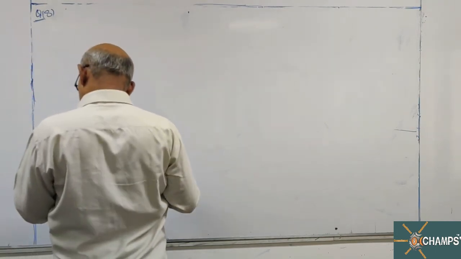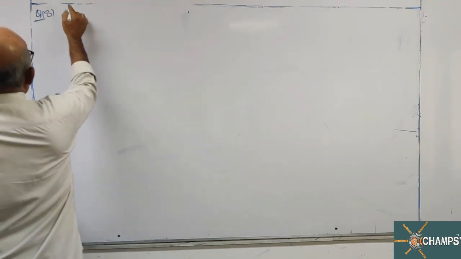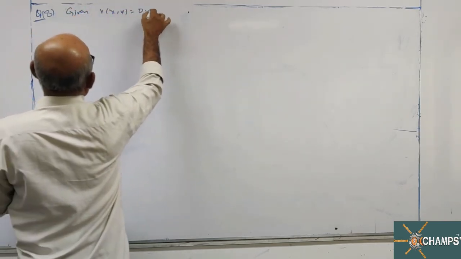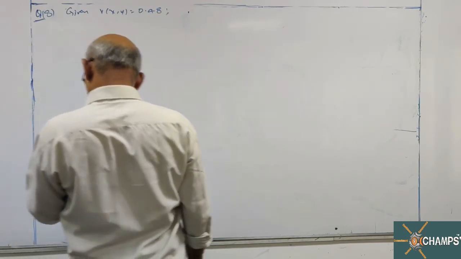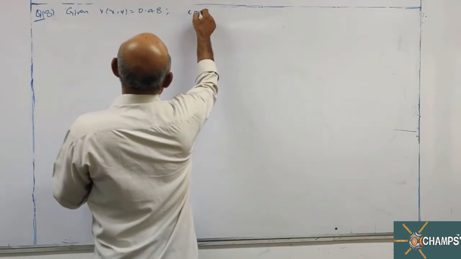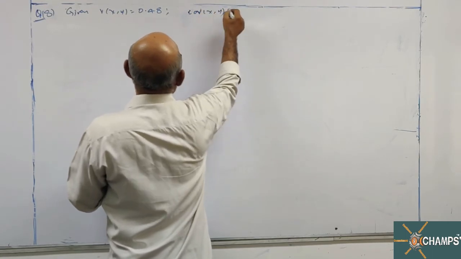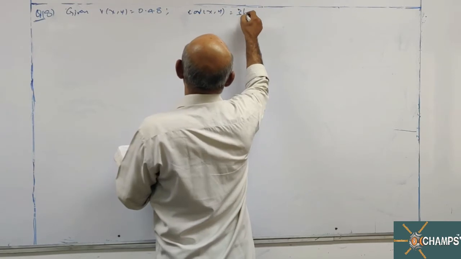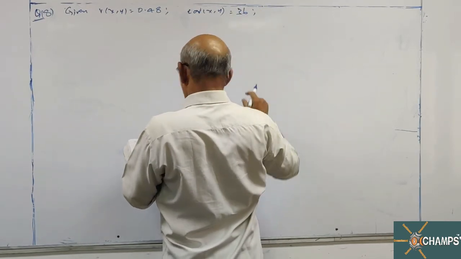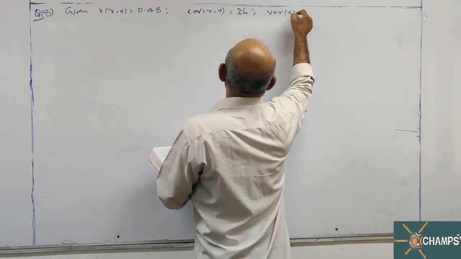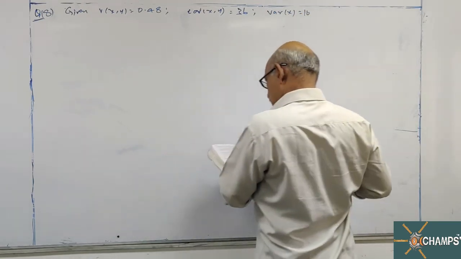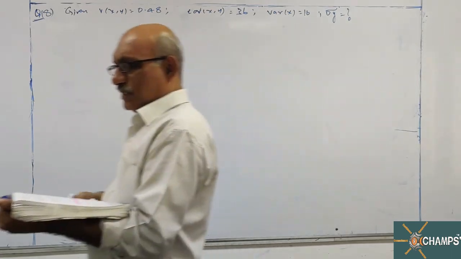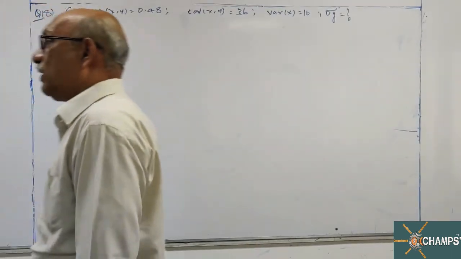Given r of x comma y is equal to 0.48, covariance of x comma y is 36, variance of x is 16, standard deviation of y is equal to question mark.